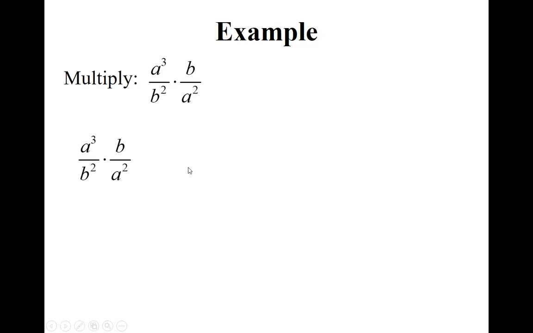And then on the bottom, b squared is b times b. We would multiply that by a squared, which is a times a. Cancel what can cancel. Two a's on the top with two a's on the bottom. One b on the top with one b on the bottom. That leaves us with a over b.